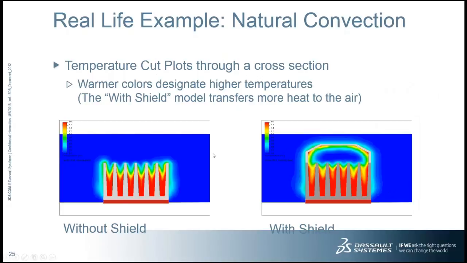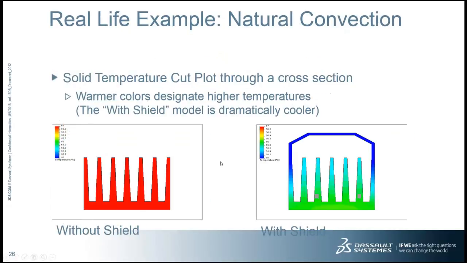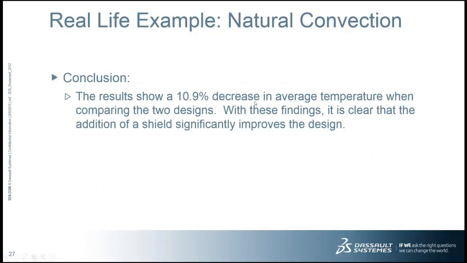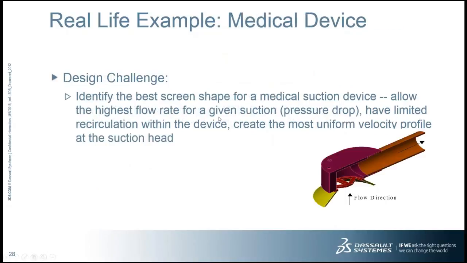All right, this just shows us our temperature distribution. Once we add this shield to the top of it, we're giving it more places for the heat to distribute to the ambient air, and so we're providing a more efficient heat sink design. So all in all, we get about an 11% decrease in the average temperature when we go with a shield versus without a shield. Our last real-life example here is an example of a flow of a medical device.